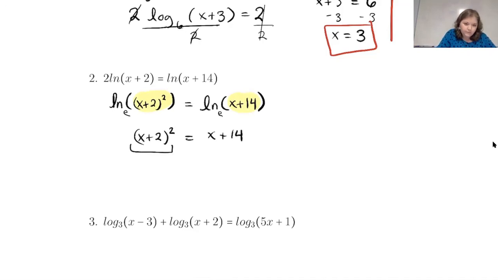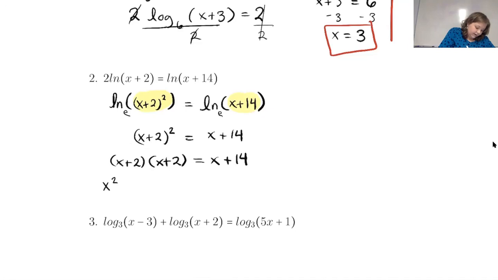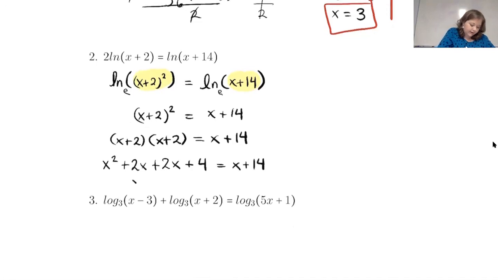So x plus 2 squared, we'll have to write it as x plus 2 times x plus 2. And then we'll have to multiply that all out. So I use the FOIL method. If anyone has a different method they want to use to multiply that out, go ahead. But if we use the FOIL method, we'll get x squared plus 2x plus 2x plus 4, and then the x plus 14 stays on this side of the equation. And so it's x squared plus 4x plus 4 equals x plus 14.